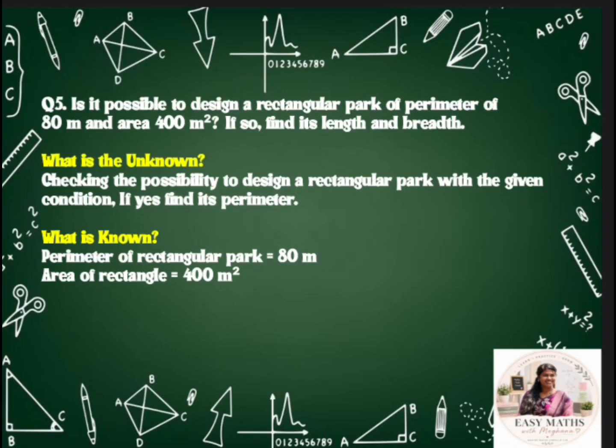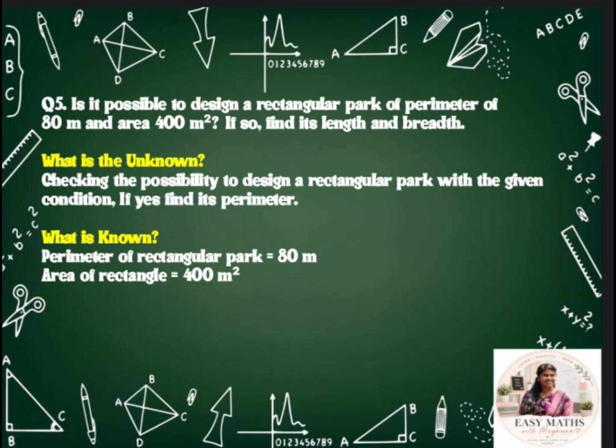By the last problem, let us conclude the quadratic equation. In this video, let us discuss the fifth problem of exercise 4.3. Is it possible to design a rectangular park of perimeter 80 meters and area 400 meters square? If so, find its length and breadth.